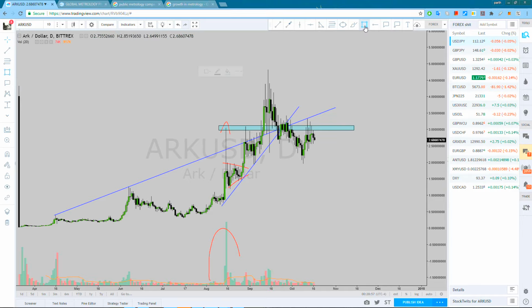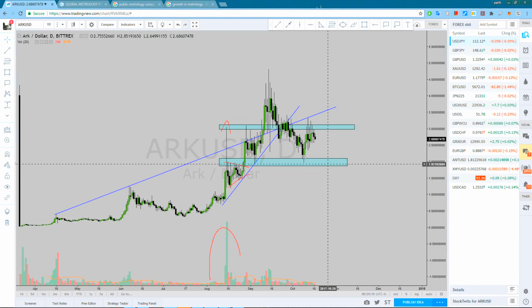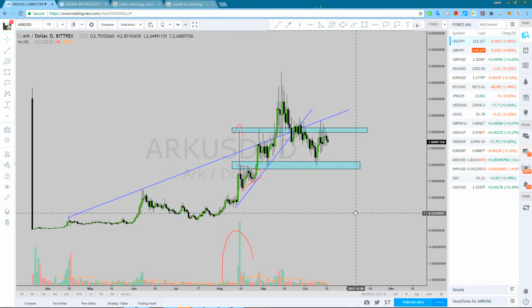And down here where we started to flag and we broke out and retouched, that's like the previous zone, a pretty important area. If we break that, we're going to be going down definitely to the 50-cent area. So this is the bottom price line that you want to be looking at, acting as support continuously. So that's what we have on the daily time frame.